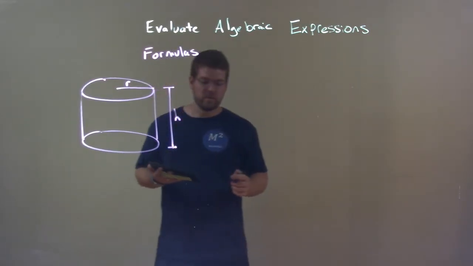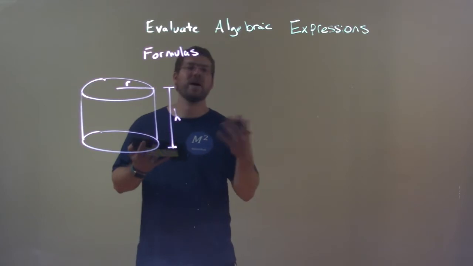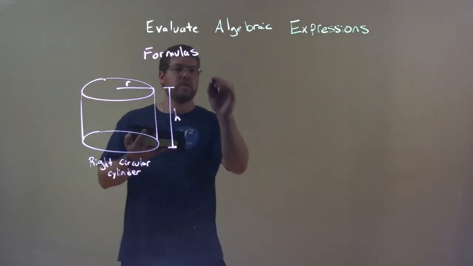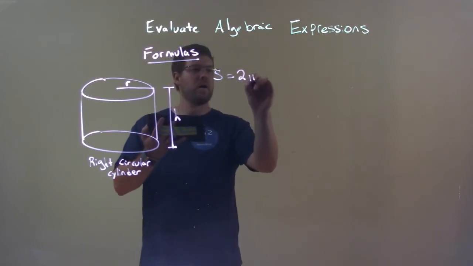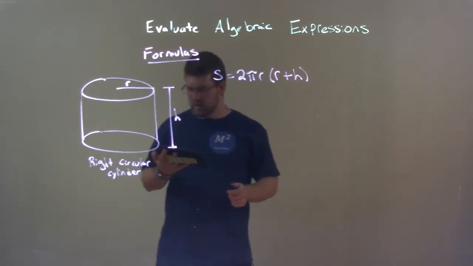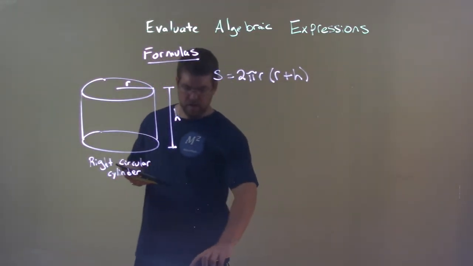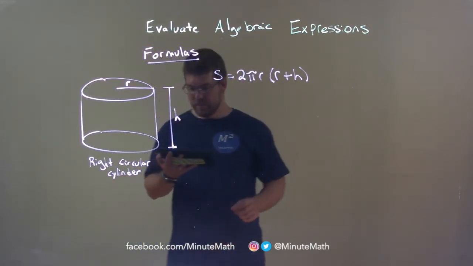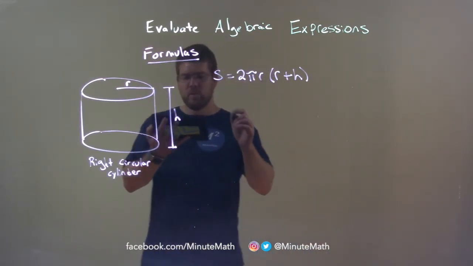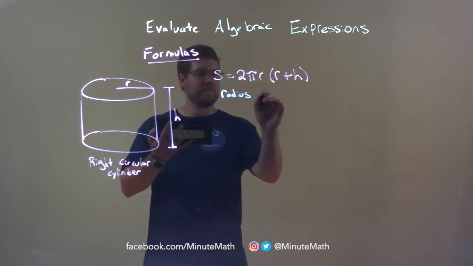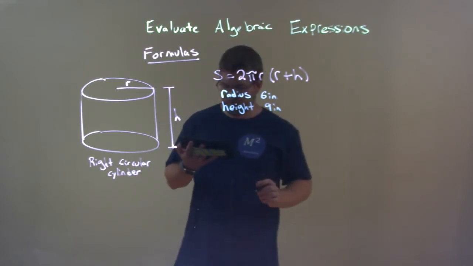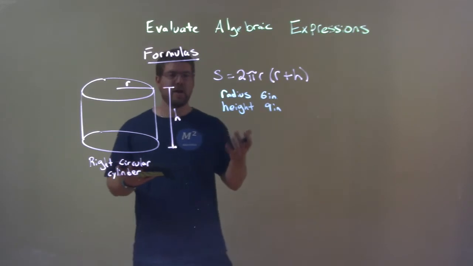Okay? The formula for the surface area of a cylinder, a right circular cylinder, is 2 pi r, r plus h. Okay? And remember, r stands for the radius and h stands for the height. We're going to be given two values, one for the radius and one for the height, and see if we can find the surface area in terms of pi. So they tell us here we want a radius of 6 inches and a height of 9 inches. So all we're going to do is take what we know, substitute in, and find the surface area. Okay?